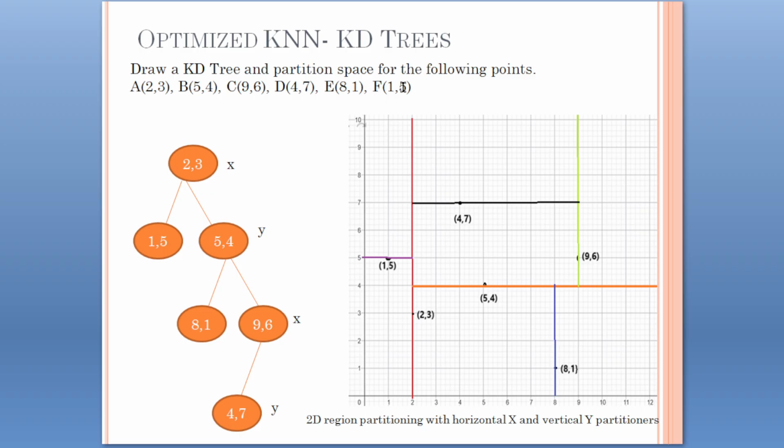Next node is F, 1, comma 5. So this is the point. Here we have the vertical line to signify the partition. So this time we'll be drawing a horizontal line to represent the partition. So this is all about KD trees, how they are drawn.